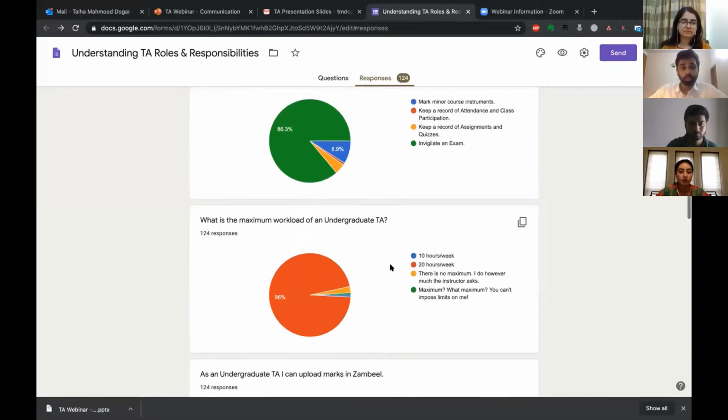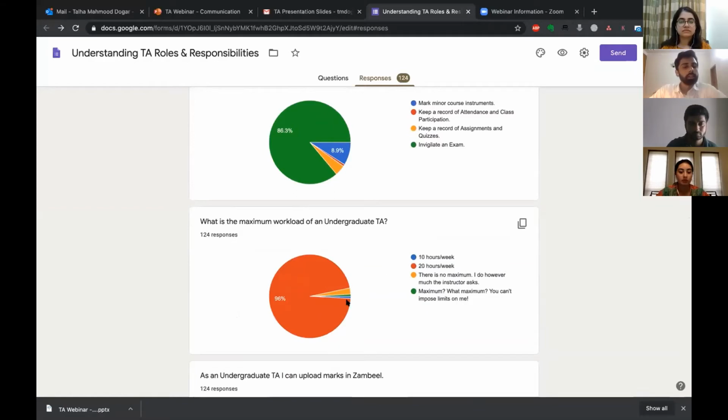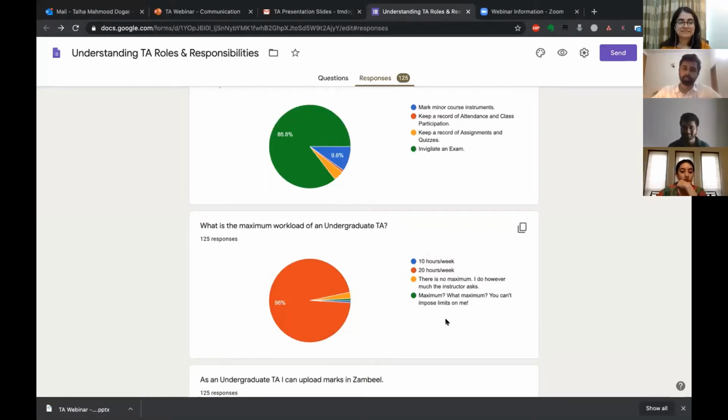What is the maximum workload of an undergraduate TA? 96%, 20 hours per week. 2.4% thought that there's no maximum, you need to do what the instructor asks. For the most part, yeah. That generally is how we've been sort of acclimatized to the role of a TA, that we do whatever the instructor asks. But believe it or not, you guys actually have a great deal of leeway in what you can and cannot do in terms of what's required of you. So yes, it's 20 hours a week.